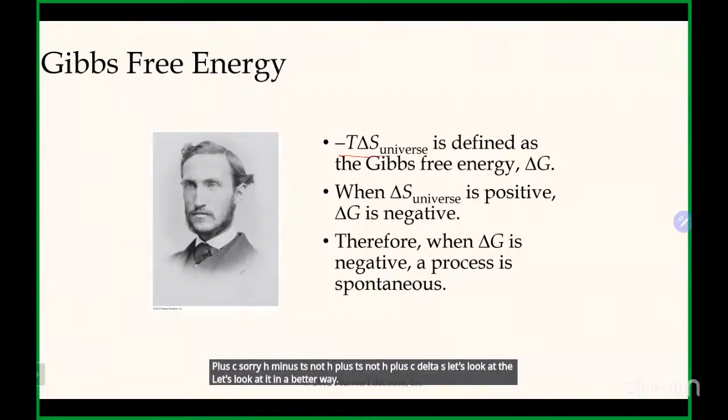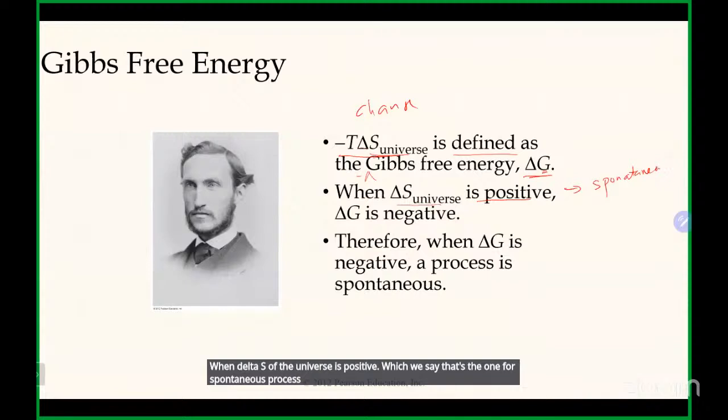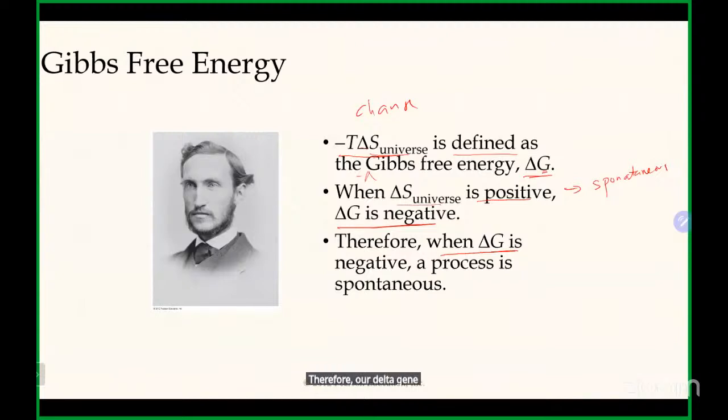Delta S of the universe is defined as the change in Gibbs free energy, and Gibbs free energy is given as delta G. When delta S of the universe is positive, which we say is the one for a spontaneous process, then delta G is negative. Therefore, our delta G for a spontaneous process is negative.